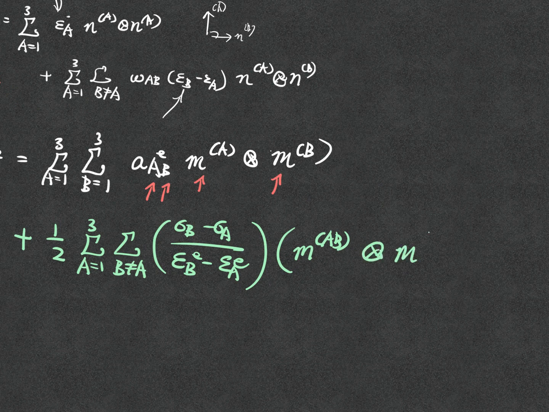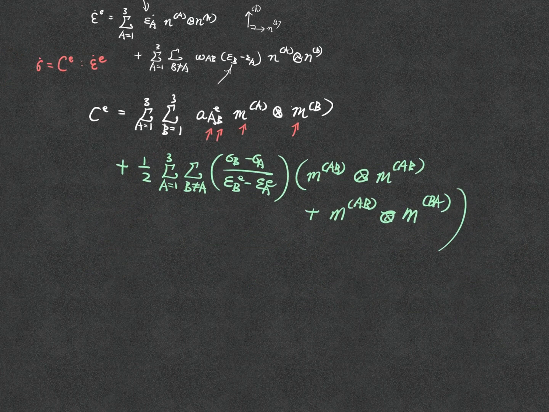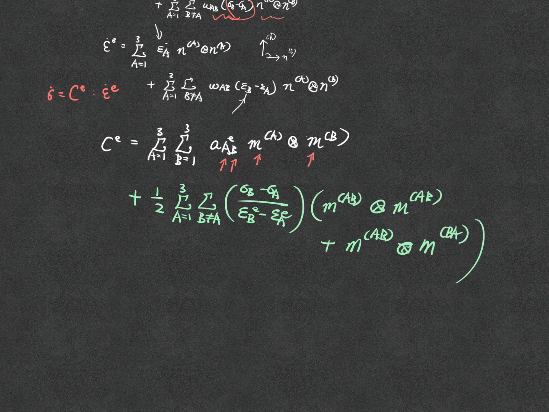And that would be MAB times MAB plus MAB times MBA. Okay, so I still have the term where I change the eigenvalue, but I also have the term where I fix the eigenvalue of the stress and strain, but I actually provide a spin.